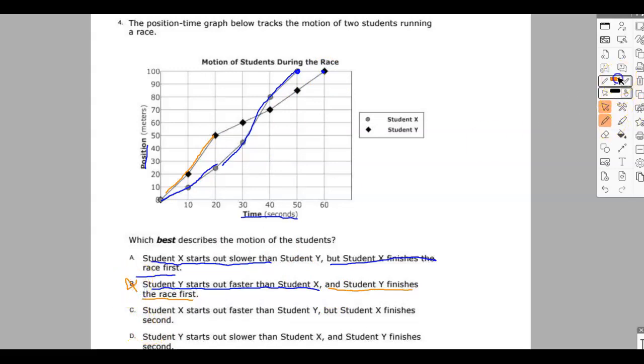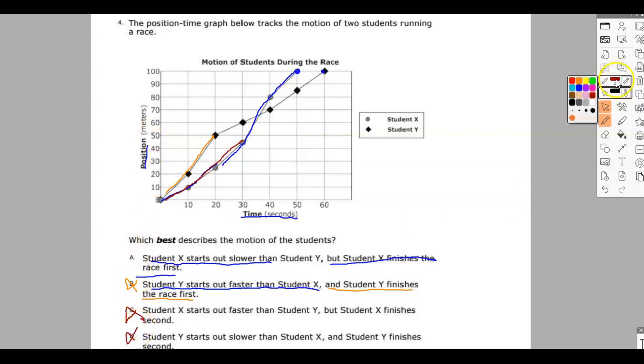Okay. This next one says that student X starts out faster. So this would be the student X line. And we know that this line over here is steeper. So this one is not true. And then this one, student X starting faster and student Y starting slower, is the same statement. So did student Y start slower? No, because he started out at a steeper line closer to the Y-axis. So this one's actually incorrect as well.